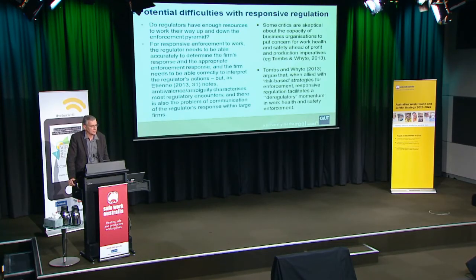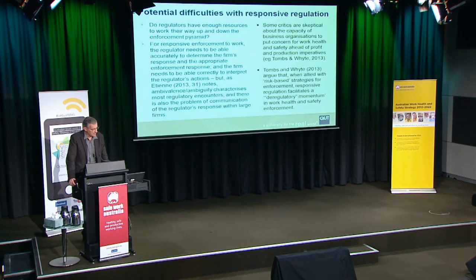These difficulties, the ones I'm going to raise, are really in relation to the enforcement pyramid. One we've already touched on: do regulators have enough resources to work their way up and down the pyramid? I'll leave that as a question, but in a sense we answered that earlier. The second is more of a conceptual issue or a skills issue. For responsive enforcement to work really well, you need a regulator that's able to determine the compliance posture of the firm, who really understands systematic approaches to health and safety management, and compliance programs and so on. And that, of course, is a tall order. That's in no way belittling the qualities of health and safety inspectors. It's just saying it's a really difficult job.